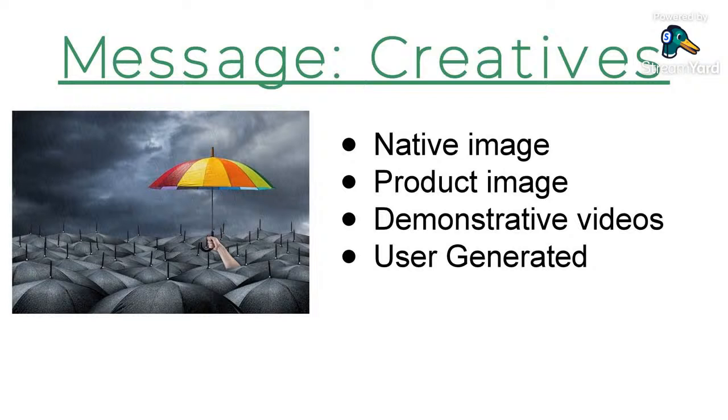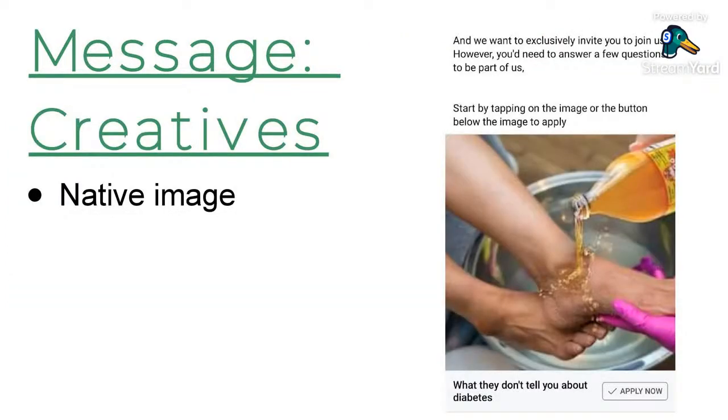All right. So, we want to talk about creatives here. We want to look at four types of ad creatives you can use anytime you want to run your Facebook ads. The first thing we are going to be looking at is native ads, secondly product images, thirdly demonstrative videos, and fourthly user generated images or videos. All right. So for native images here, you can just see something as simple as this. Now look at the headline here. What they don't tell you about diabetes.